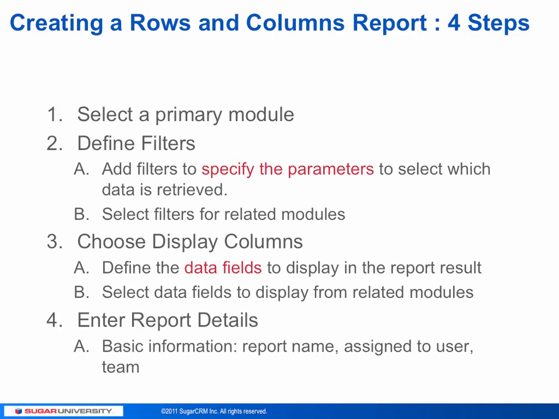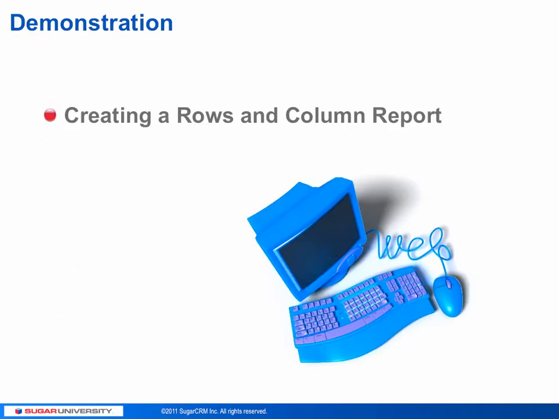Next, we'll define our filters. The filters allow you to specify the parameters to select which data is retrieved. You can also filter the data you retrieve based on data in related modules. Then we'll choose our display columns. This is where you define which data fields will display in the report results. Again, you can display data fields from related modules. Finally, we'll enter the report details. This is where you'll enter the report name, who the report is assigned to, as well as the team. Now I'll demonstrate how to create a rows and columns report.